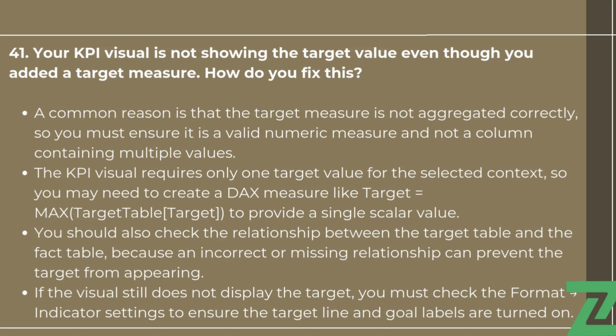Next, check the relationship between the target table and the fact table. If the relationship is incorrect or missing, the KPI cannot display the target. Finally, open the Format pane, go to Indicator Settings, and make sure the target line and the goal labels are turned on. These steps ensure the KPI visual displays the target correctly.